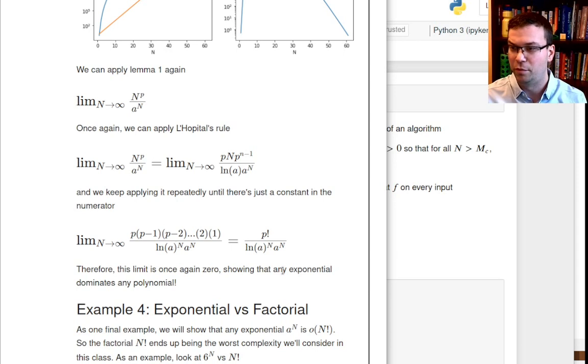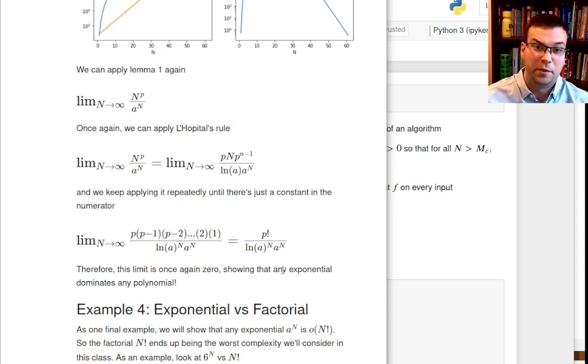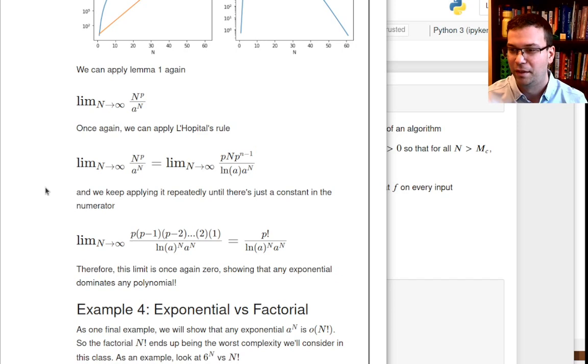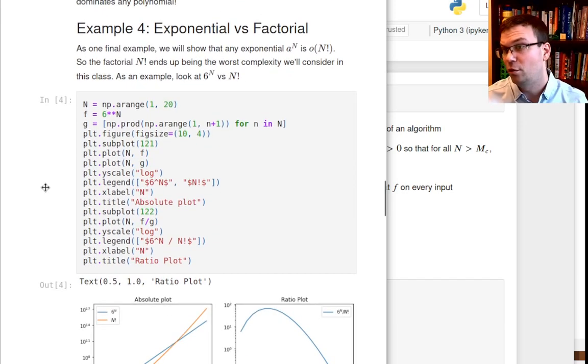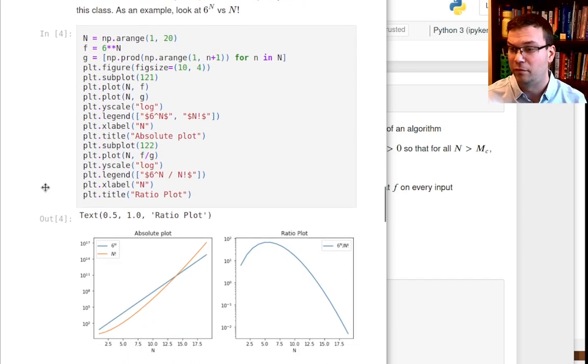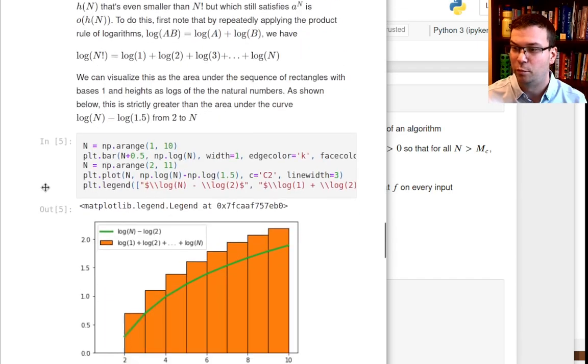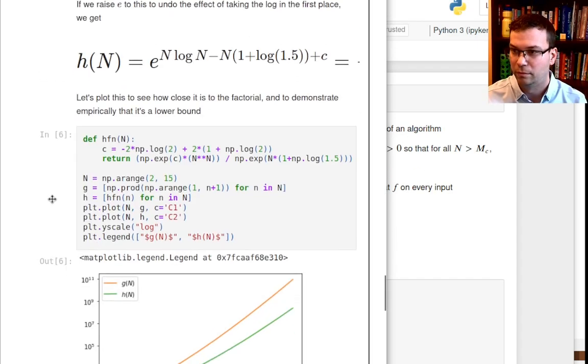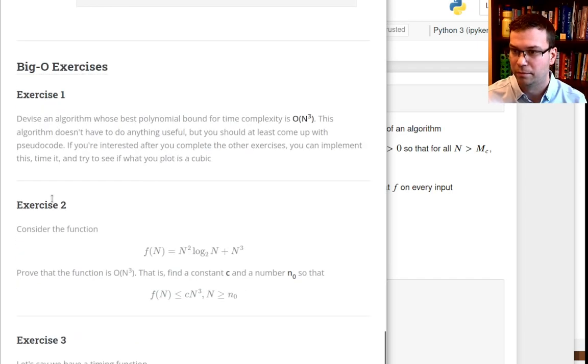And so this is a really important thing. Somehow an exponential is bad from the perspective of algorithms because the exponential will completely dominate a polynomial. And then you can also prove that actually the factorial is even worse than the exponential. I have a little proof here using Riemann sums. I'll link to that and you can look at it if you'd like.